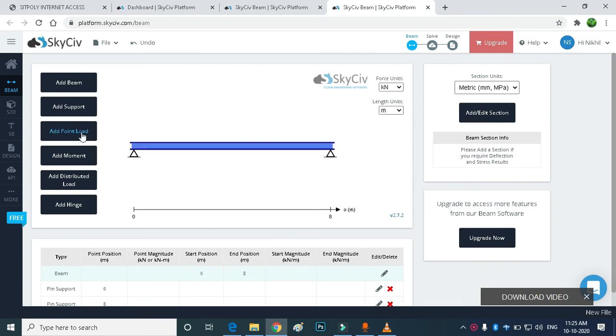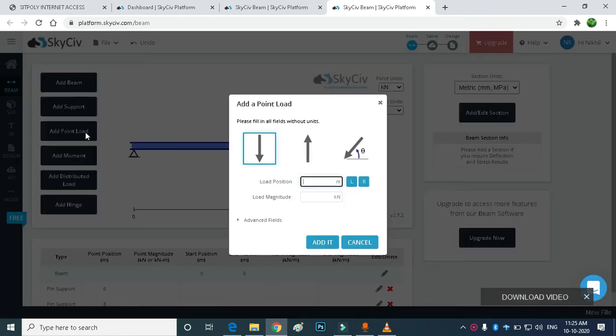After that, suppose we consider 2 point loads acting on that. The condition here is that the point load is acting downwards. So the first position shows the downward action of the point load.